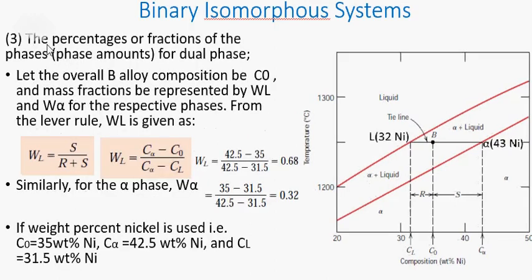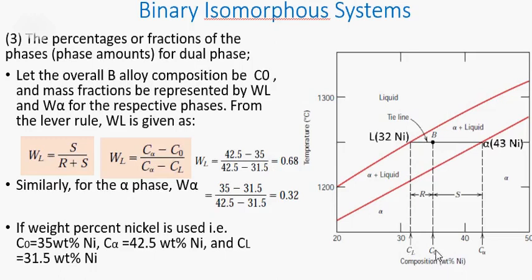And then third key point in the interpretation of the diagram is the percentages or fractions of the phases. This is usually important when we have a dual phase region. We want to know the percentage of each. So this is it from the tie line here. If you want to know the fraction of the liquid phase at B, it is going to be S all over the total, which is R plus S. This is it. And then the fraction of alpha here at B is going to be R all over R plus S. And these are given from the identification here.